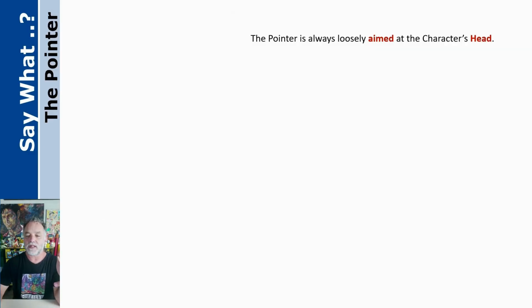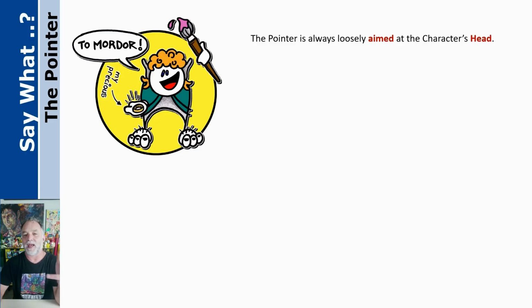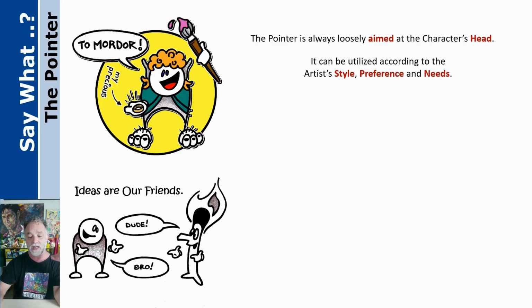As far as the pointer is concerned, it's always loosely aimed at the character's head. In the world of cartooning, anything is possible, so aiming the pointer incorrectly can indicate that the wrong person is speaking or something completely different is doing the talking, like a rock or the character's stomach. I'm hungry. Patience, my pet. Also, the pointer can be utilized according to the artist's needs, preference, and style. You'll see some pointers aren't elongated, they're like small podgy triangles.